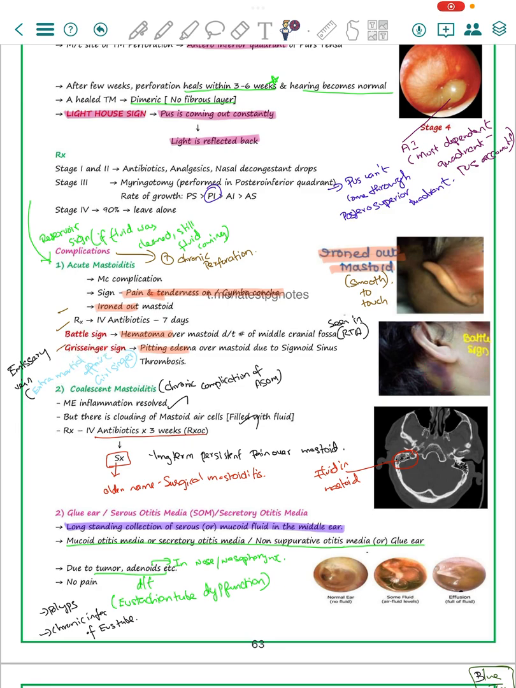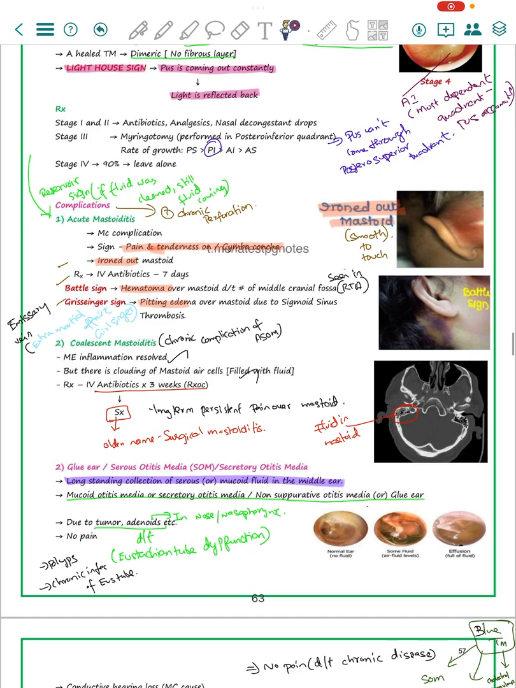Then you can see the Griesinger sign. It is a pitting edema over the mastoid due to sigmoid sinus thrombosis, that is, it is connected to the emissary vein. You can remember this as the extramarital emissary vein affair with the girl singer, Griesinger sign.